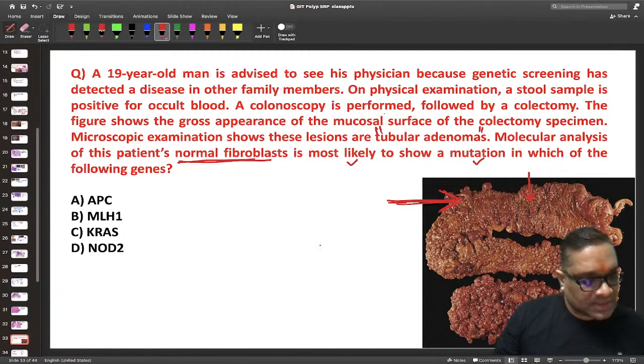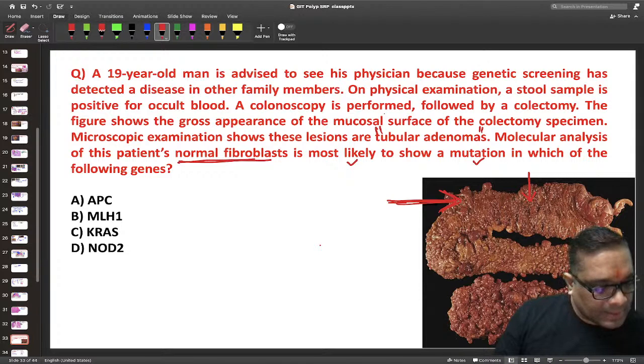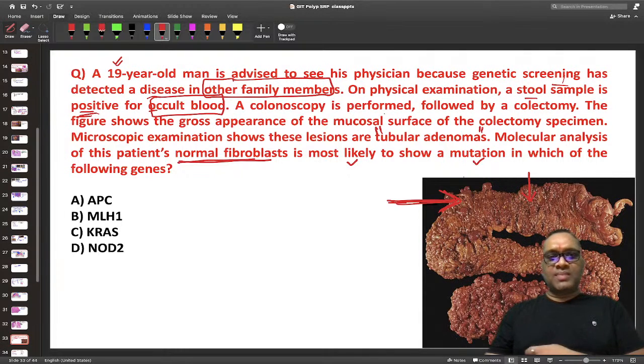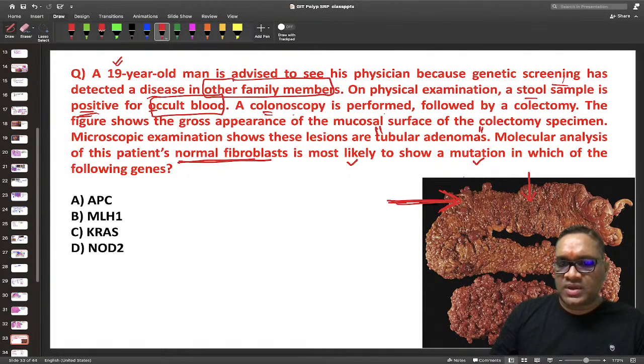Right, so the first answer I have got is from Manu again. So this is the 19-year-old man, right? Now the physical screening has shown a disease in another family member also, right? On physical examination, the stool sample is positive for occult blood, right? So that shows that they are at risk for malignant transformation, right? That is why colonoscopy and colectomy were done.